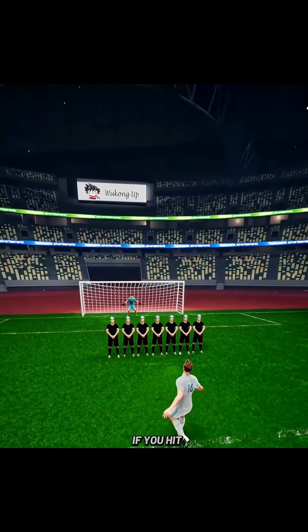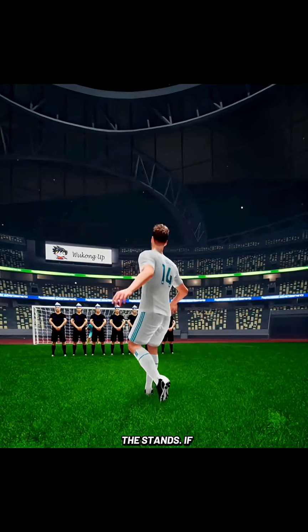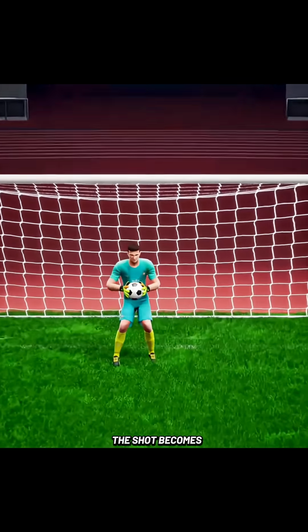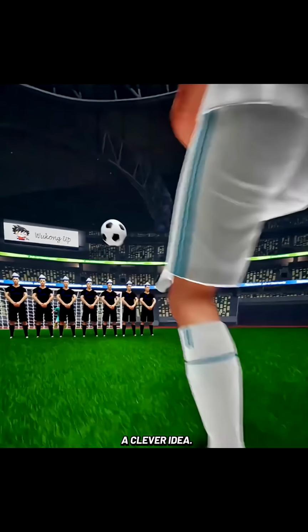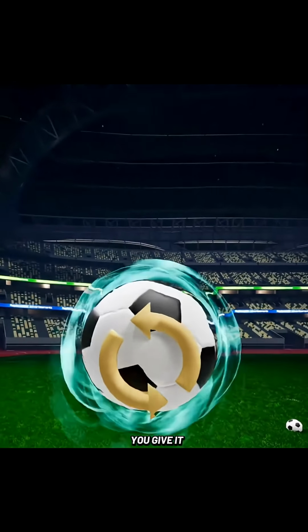The problem is, if you hit it too hard, it sails into the stands. If you reduce the power, the shot becomes too slow, making it an easy save for the goalkeeper. Then you have a clever idea. The moment you strike the ball, you give it a powerful spin.